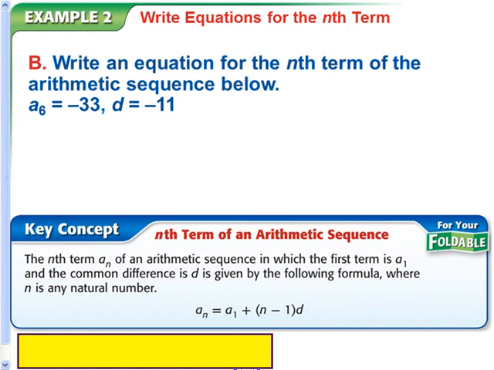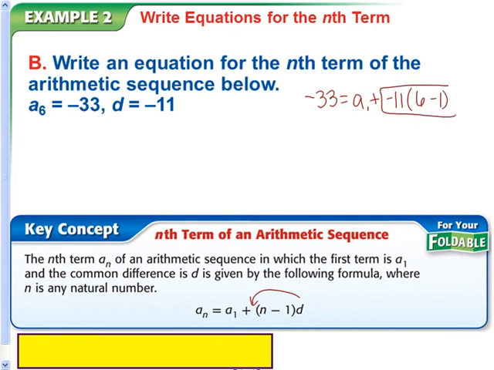Okay, how about this one? This time we're given the 6th term, we're given the difference, and we need to write an equation. So here we could use this to figure out what a sub 1 is, or we could just work it backwards. So let's plug it in and figure out what a sub 1 is. So we could put in negative 33 equals, don't know what a sub 1 is, plus, again I'm going to put the d out in front, negative 11, n, what's the term that we know? We know the 6th term, minus 1.